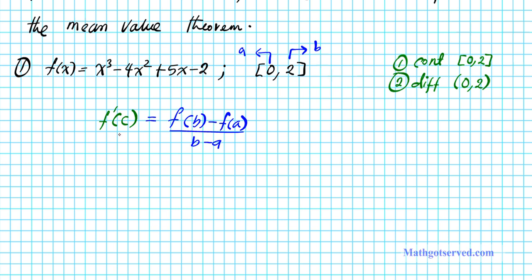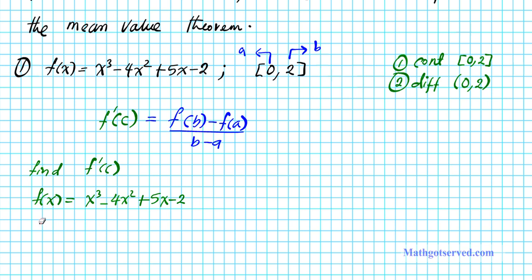First one, we want to find f prime of c. In order to find f prime of c, we'll just simply differentiate the function and plug in c. All right, let's go ahead and find f prime of x. So we're going to differentiate this function. We know that f of x is x to the third minus 4x squared plus 5x minus 2.